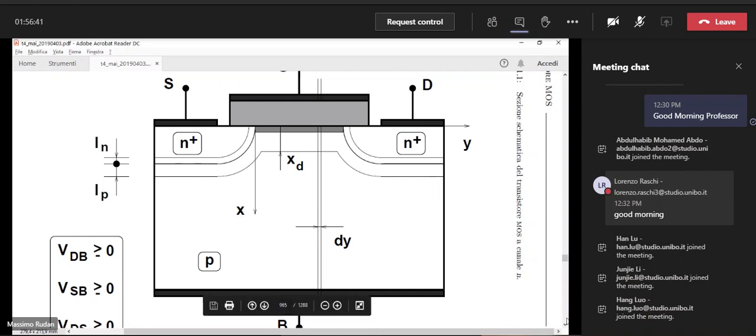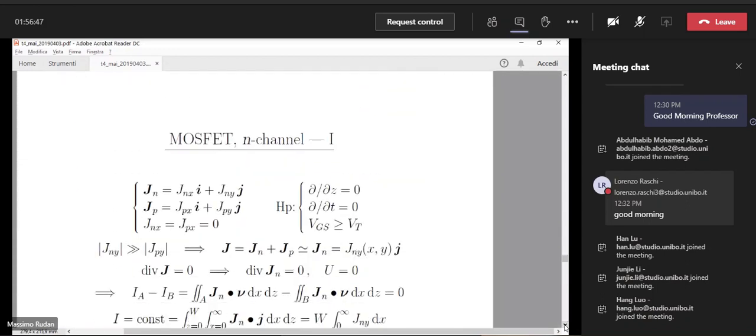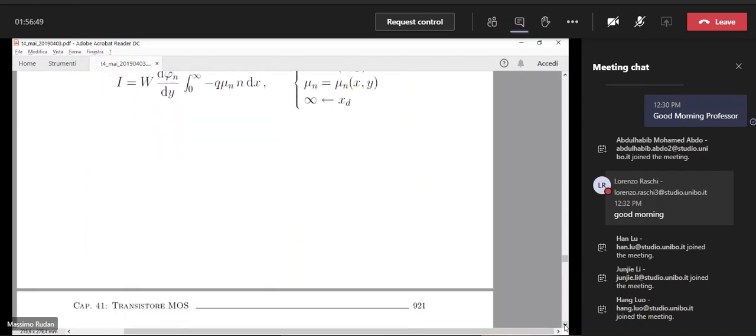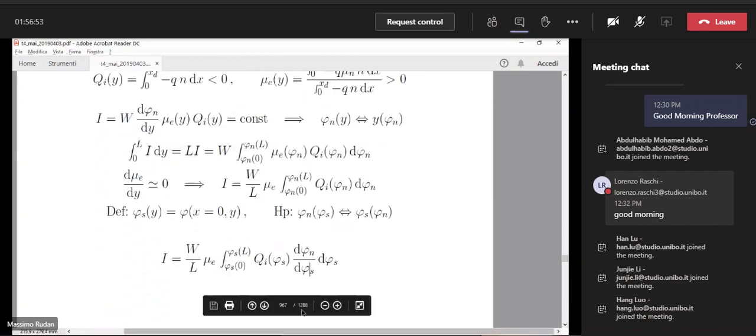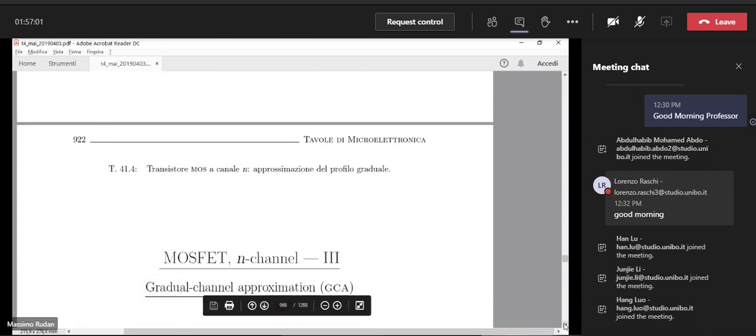So in conclusion, in the strip, we use the same expression of the inverted charge per unit area that we have in the integral Qi. We use the same expression as that of the MOS capacitor.